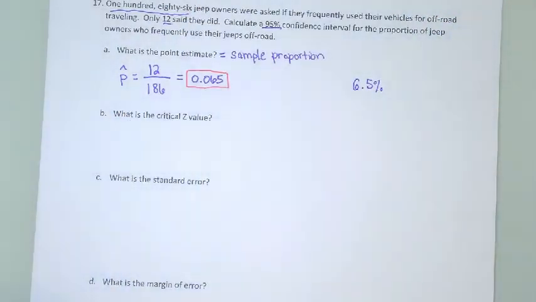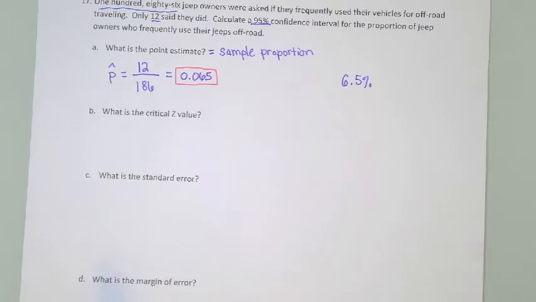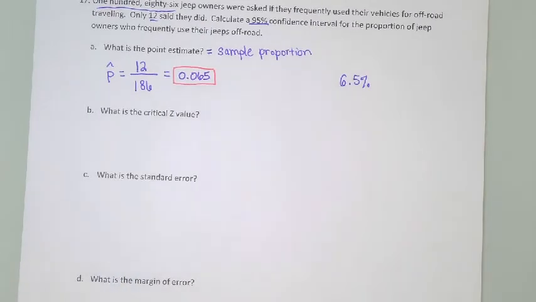So that's just telling us in this one particular sample, about 6.5% of the respondents said they frequently use their Jeeps off-road. If we were to take a different sample, we're likely to get a different proportion because most sample proportions differ from one another versus a population proportion, which would be a fixed value.